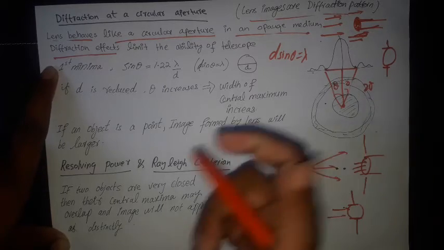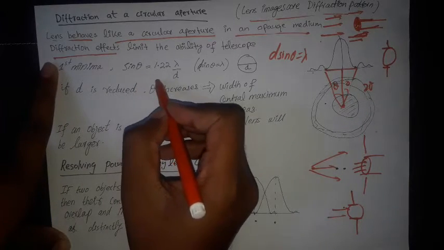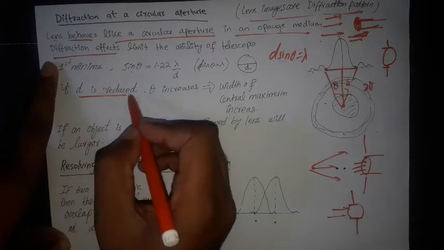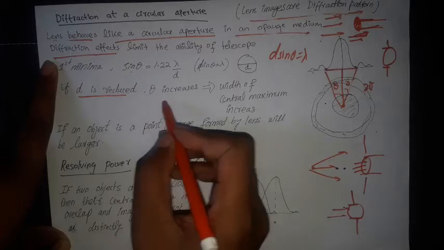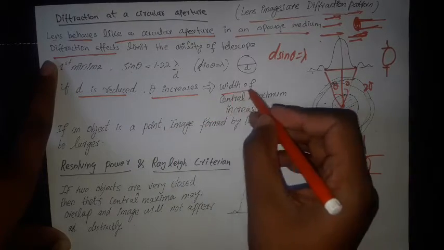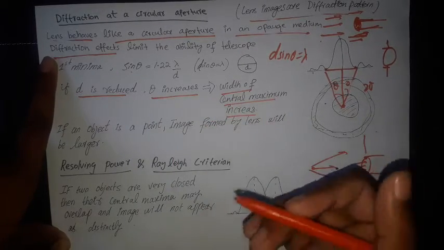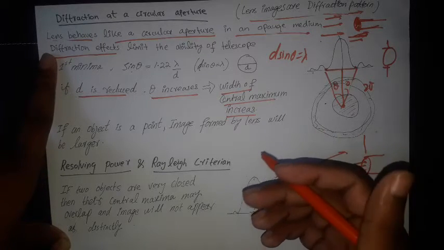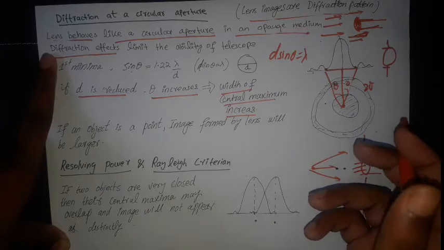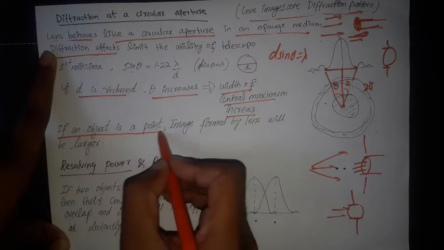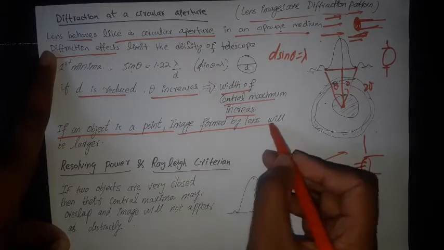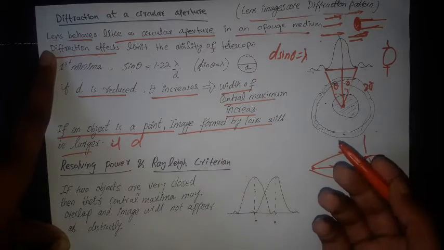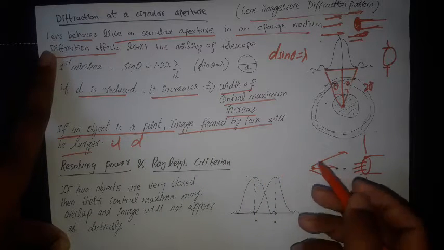So look at this expression: sin theta is inversely proportional to d. If d, which is the diameter of the aperture, is reduced, then theta will increase, which means the width of the central maximum increases. As a result we will have a wide central maximum, which means that we will have a wide image. So if an object is point like, the image formed by the lens will be larger. If the diameter is large, then the image will be larger, which is known as magnification.